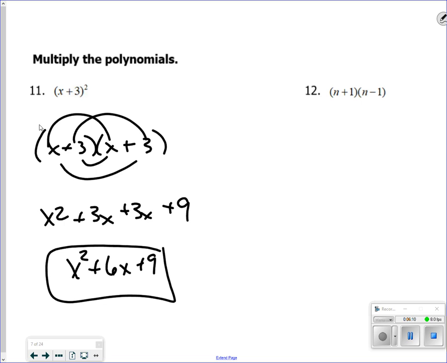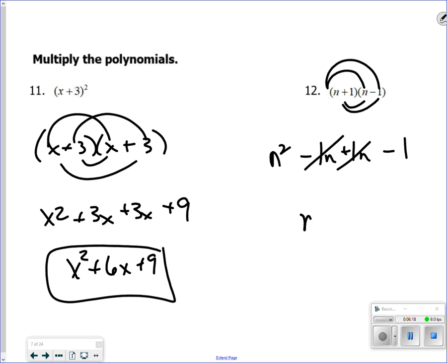Same with this one. There is a pattern to be had here. When I do the outer and I do the inner, the outer and the inner are going to cancel because what you have there are conjugates. They're opposites of each other. N plus 1 times n minus 1. So because they're conjugates of each other, the middle term will actually cancel.